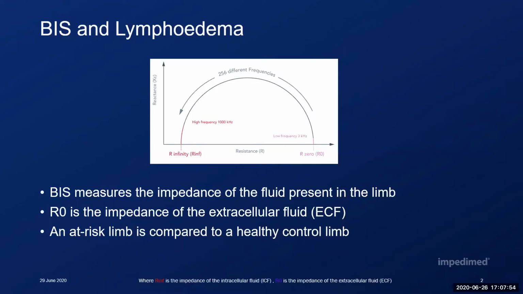At low frequencies on the right side of the graph, the current cannot pass through the cell membranes and the impedance represents the extracellular fluid only. This is called R0 and is also calculated using the Cole plot. It is this value that is vital in assessing the presence of lymphedema, as BIS is able to distinguish extracellular fluid changes only. As the amount of extracellular fluid changes due to an increase or decrease in lymph, the R0 also changes. By comparing the impedance of the extracellular fluid to a healthy control limb, we can assess for lymphedema.